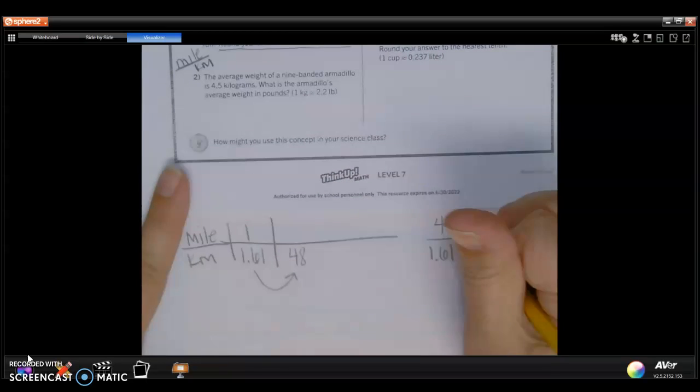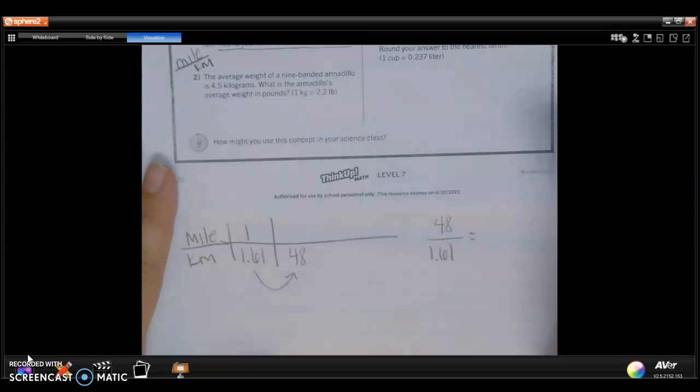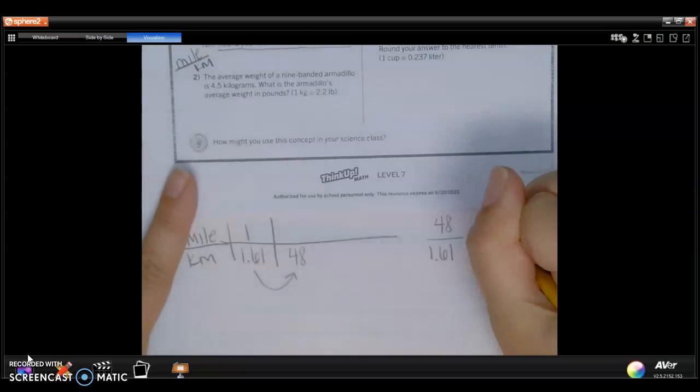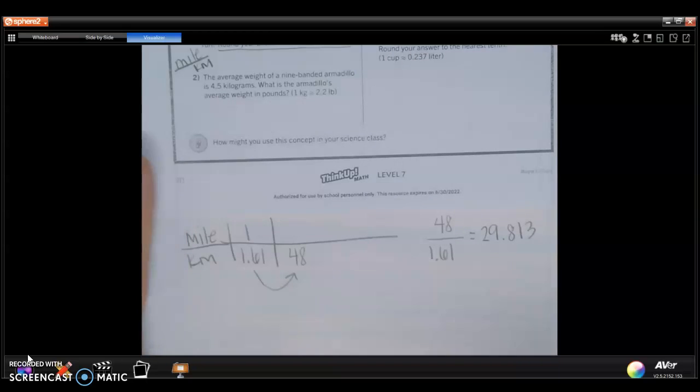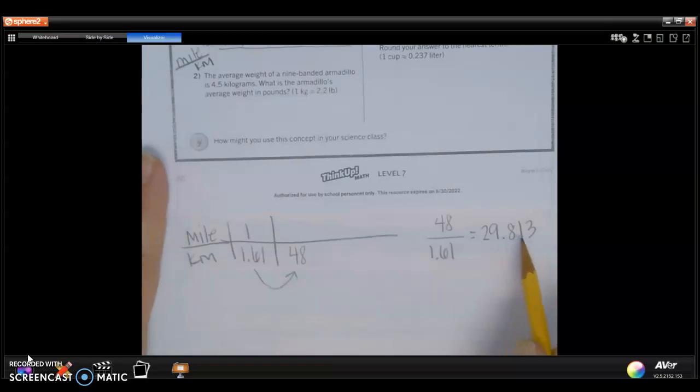Okay, so we can figure out what 48 divided by 1.61 is. And if we do that, we get 29 point, I'm going to go ahead and write out the three digits after my decimal. So I have 0.813.